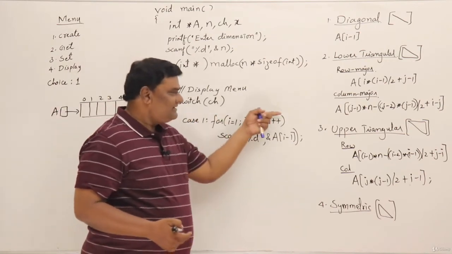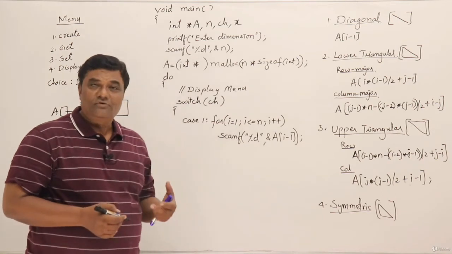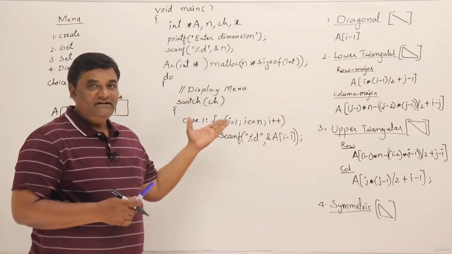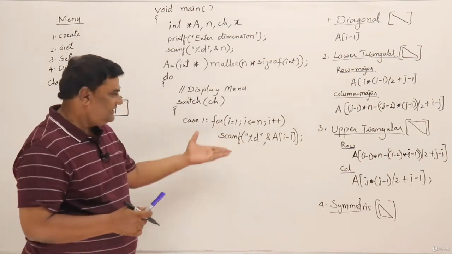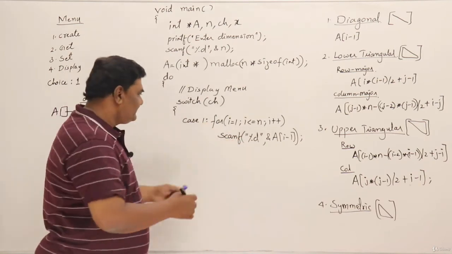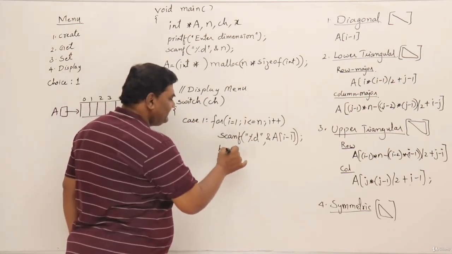I did not write any message here. I can write a message, enter the elements row by row. Or I can say enter all the elements in a diagonal one by one. Then I can read all these values. So this is first case, that is taking the values.